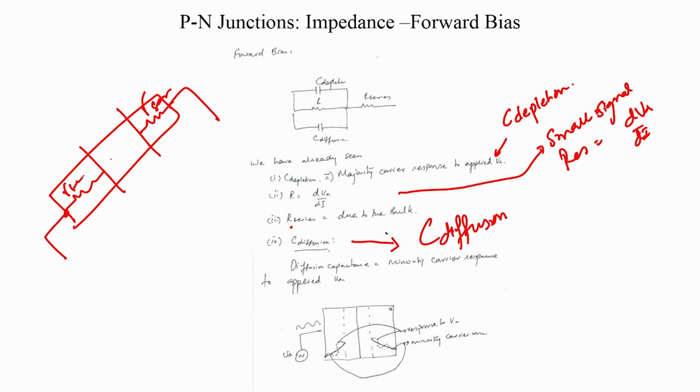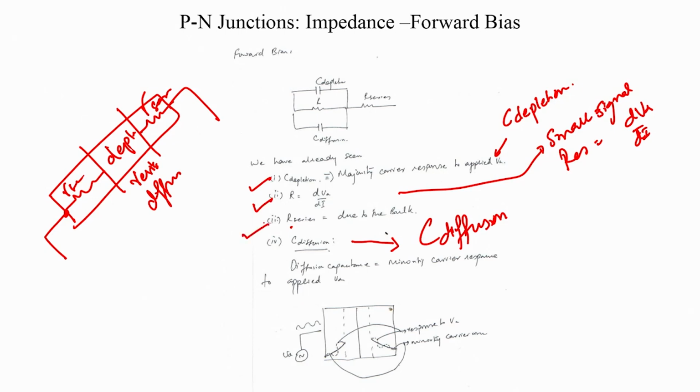Okay, but apart from that, you have your depletion capacitance, you have your small signal resistance due to the diode behavior, and you also have something called a diffusion capacitance. Now we have already looked at depletion capacitance, we will not worry about that. We have already calculated what dVA by di is, which is your diode resistance, we will not worry about that.